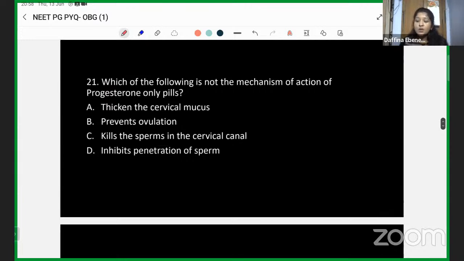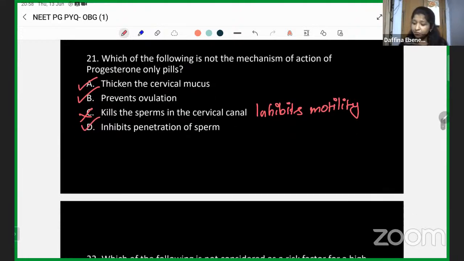Which of the following is not the mechanism of action of progesterone-only pills? Progesterone-only pills, there are four points regarding the mechanism of action. It thickens the cervical mucus. Yes, it thickens the cervical mucus. Does it prevent ovulation? Yes, it prevents ovulation. Does it kill sperms in the cervical canal? No, it only inhibits their motility. And it inhibits the penetration of the sperm. Okay, so it does not kill sperms in the cervical canal.